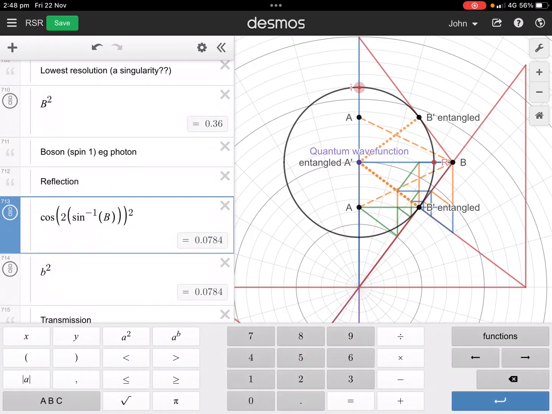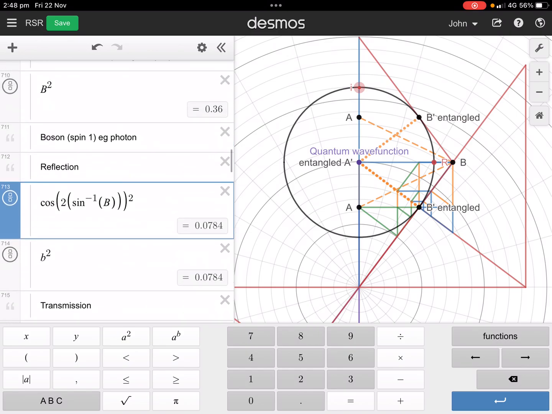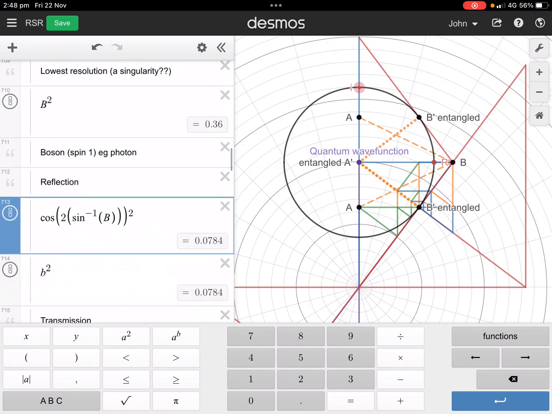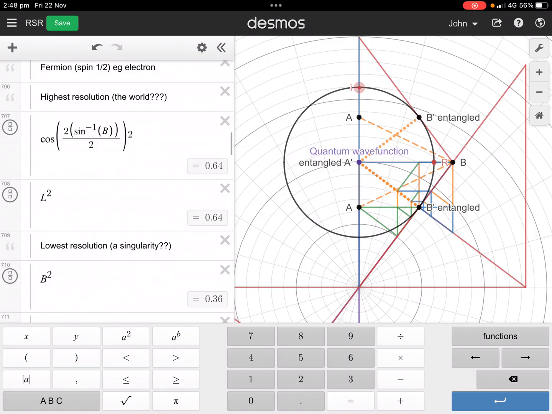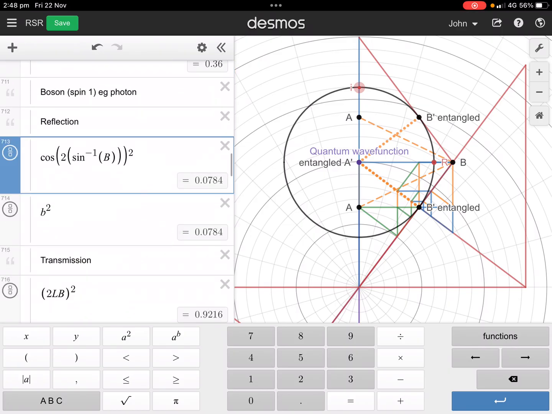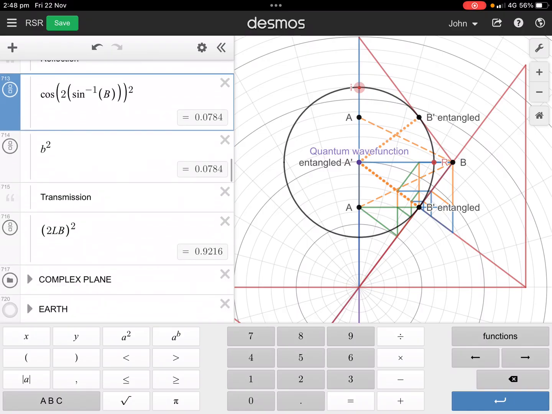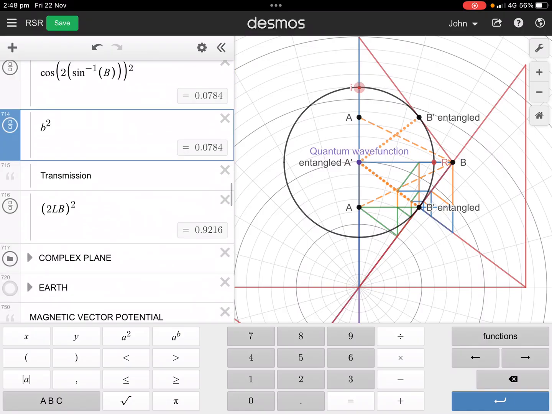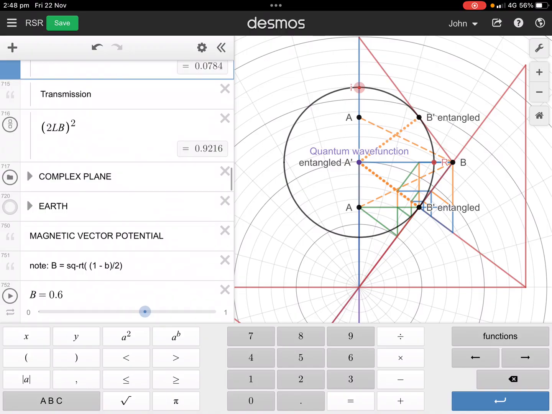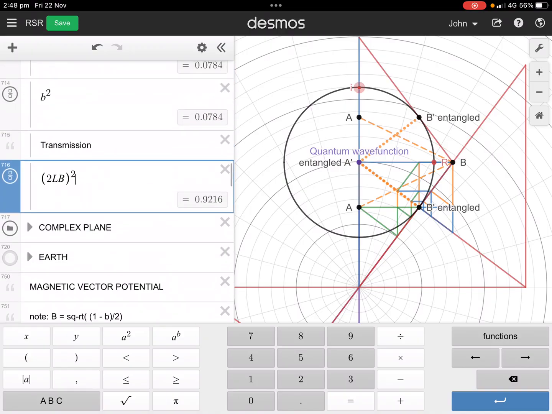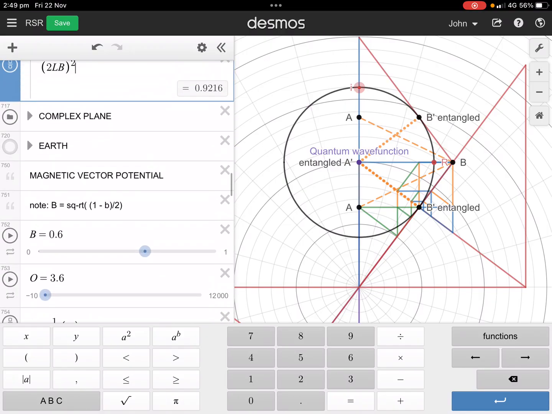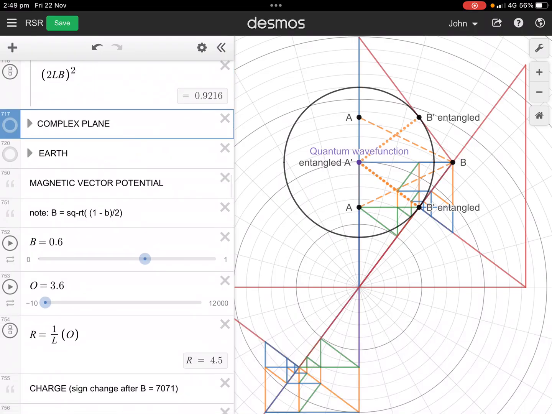And then bosons, notice you get rid of the half. The cosine doesn't contain a half inside there, whereas this calculation has a half inside there, so that's a fermion. That's a boson reflection, where you can calculate it with a little b, and its transmission. And that's about it.